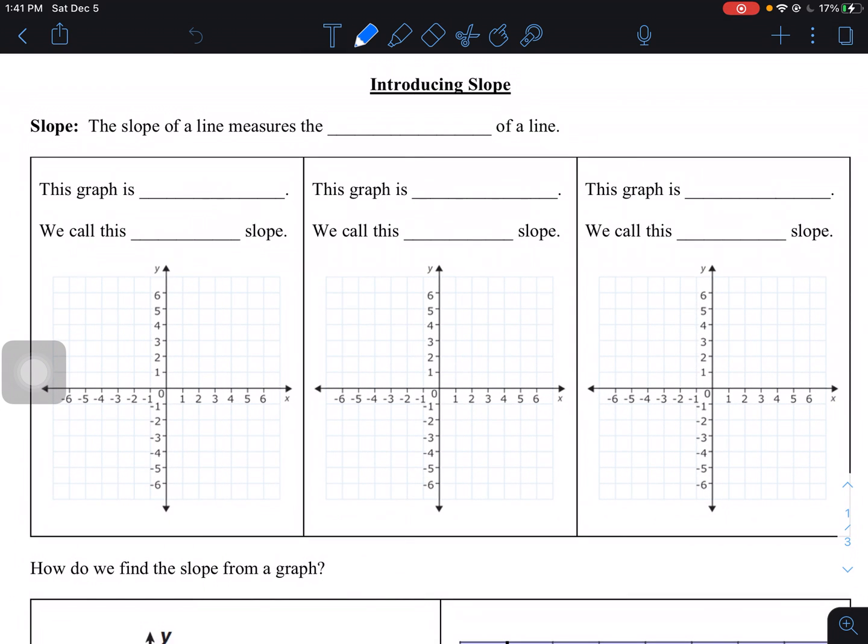Today we are going to be introducing something called slope. I say, you say, slope. Slope. The slope of a line measures the steepness of a line.